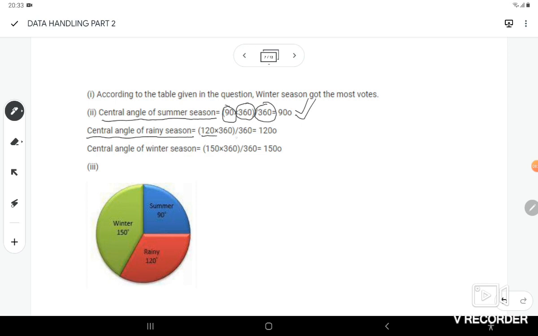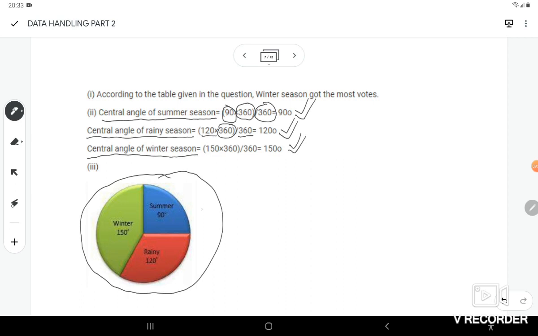people voted, so 120 divided by total people voted is equal to 360 multiplied by the total angle of circle, which gives us 360 degree. So central angle for rainy season is 120 degree. Similarly, central angle of winter season can be calculated, which comes out to be 150 degree. And using the protractor, you can construct the circular graph as shown on the screen.